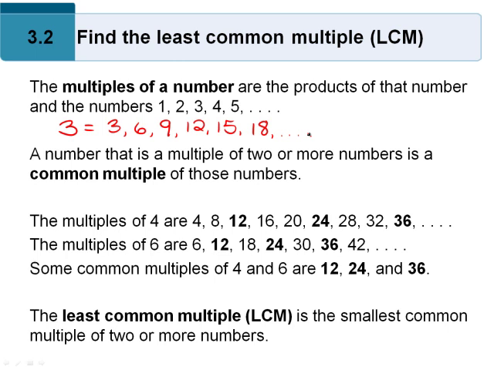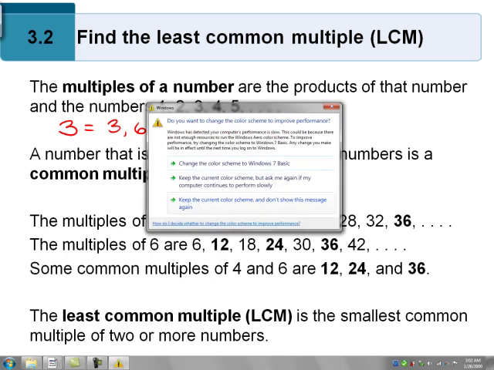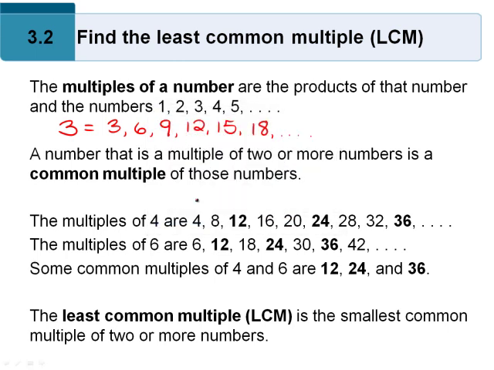Now, we're not going to find all the multiples of a number. What we're looking for is what's called a common multiple. So if you have two numbers, a common multiple is going to be a multiple that's in both sets of multiples for those numbers.